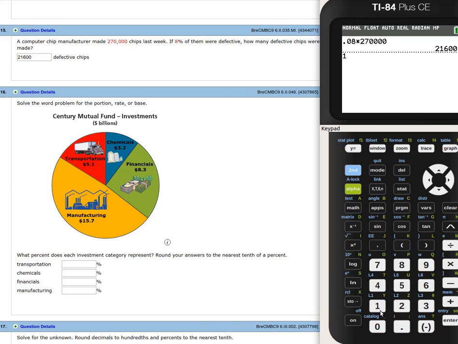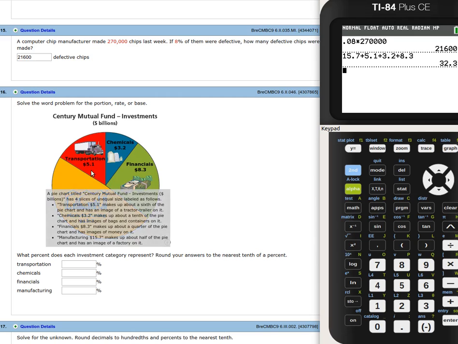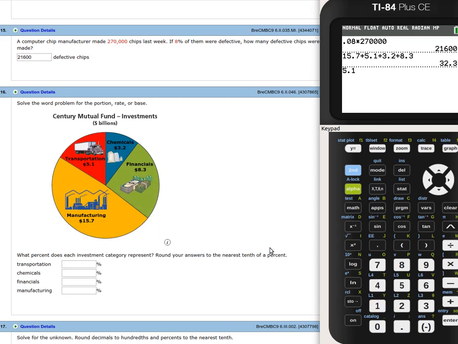So to find out how much they all add up to, why don't we just add them right here? I'm going to go 15.7 for manufacturing, plus the 5.1 for transportation, plus 3.2 for chemicals, plus 8.3 for financials. So total, we're dealing with this mutual fund appears to have $32.3 billion. And then for each category, for transportation, for example, the portion of transportation is 5.1. So 5.1, the portion divided by the base, and the base is the whole thing, which is 32.3.